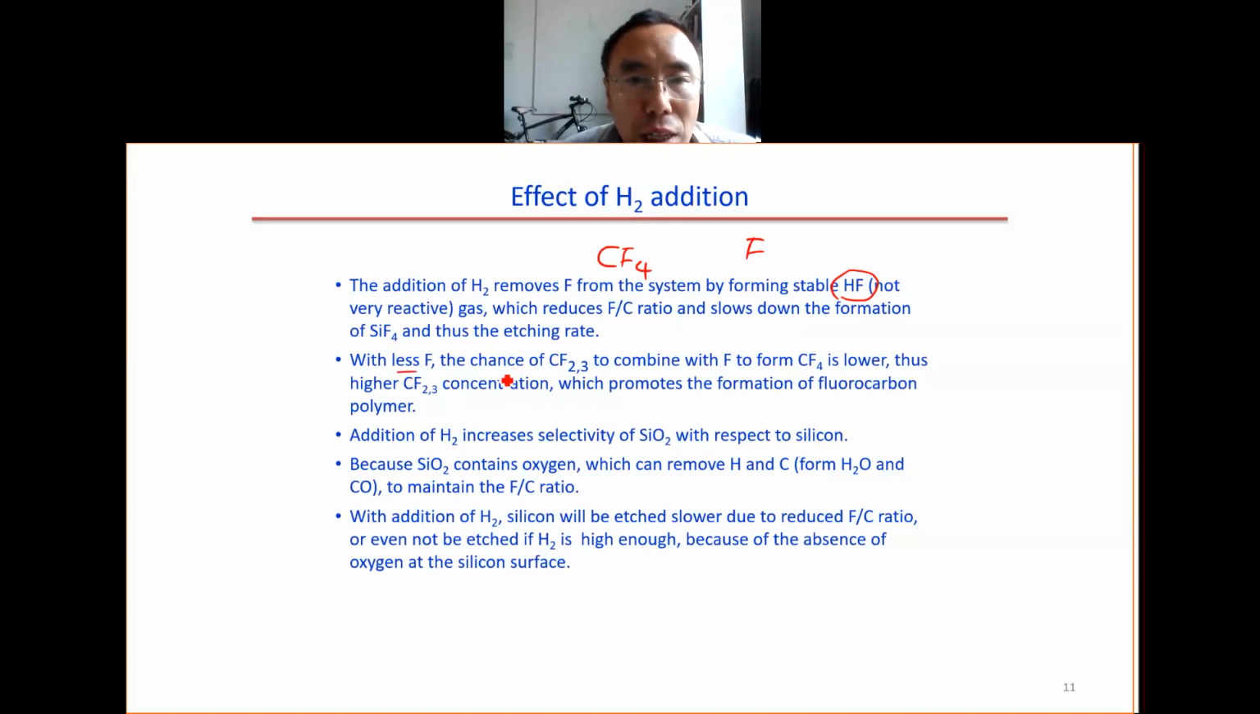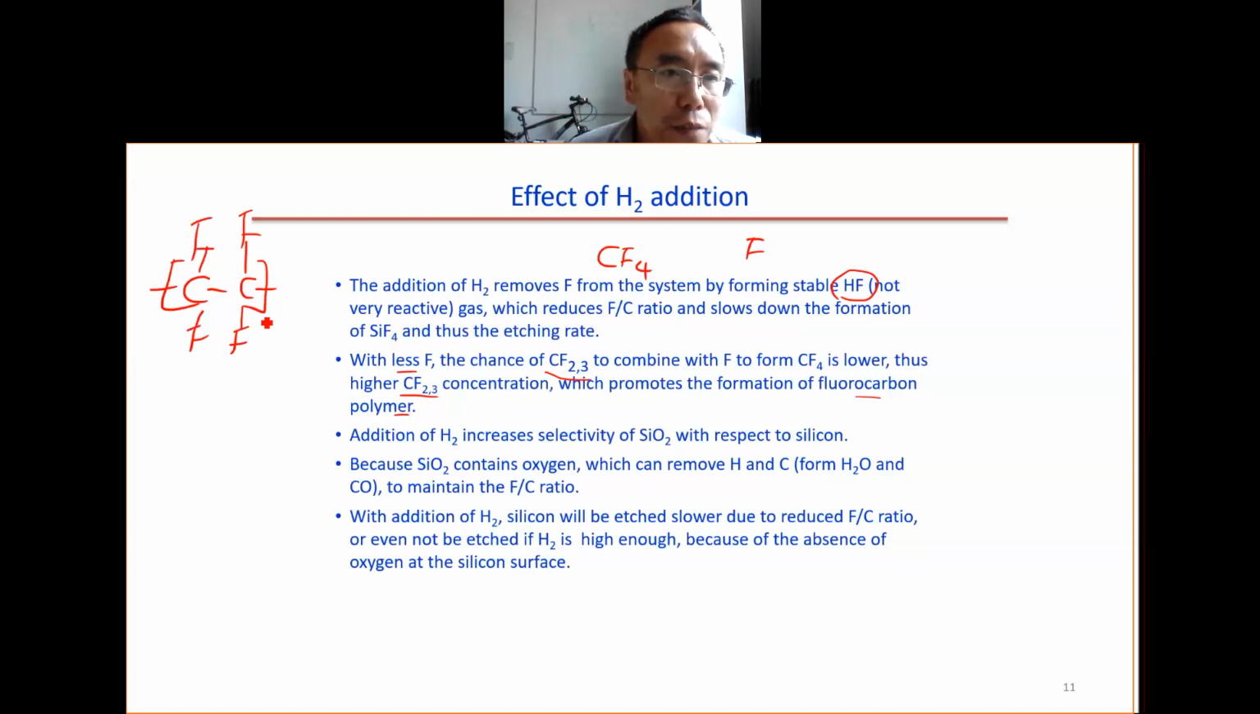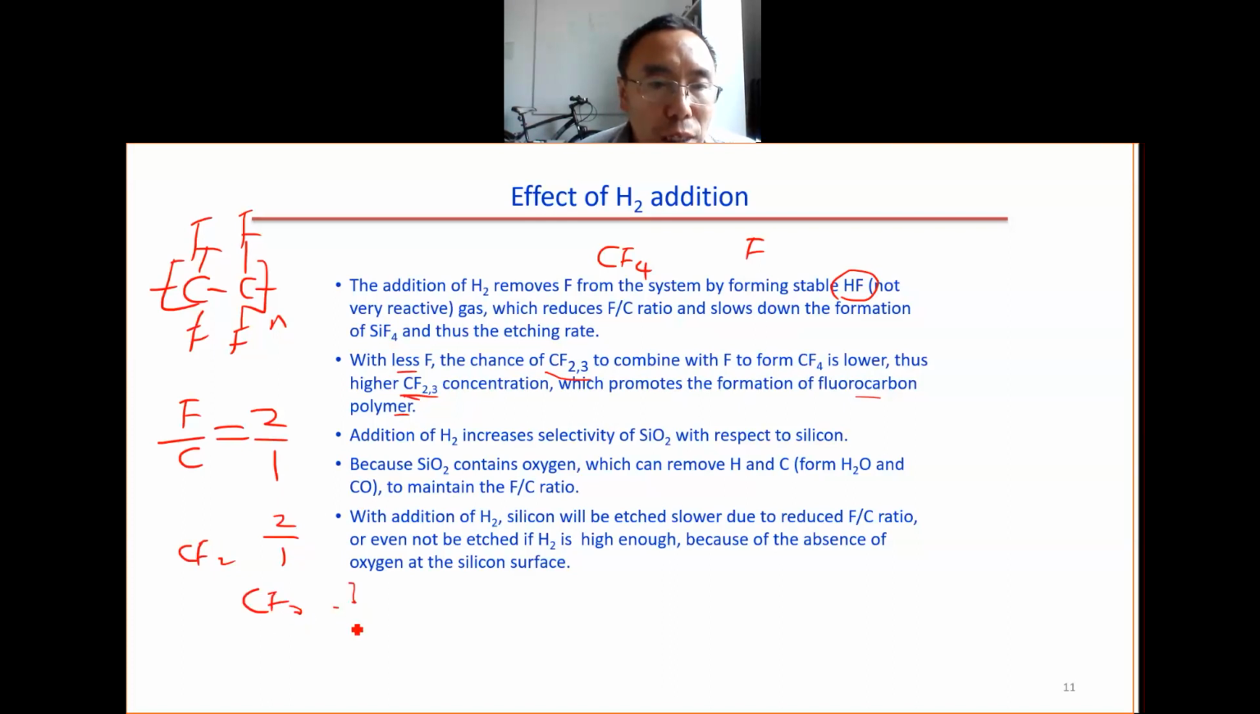So with less fluorine, the chance of the CF2 or CF3 combining with fluorine to form CF4 is lower. So there will be a higher concentration of CF2 or CF3. But this promotes the formation of fluorocarbon polymer. We know that for the fluorocarbon polymer, the fluorine over carbon ratio is 2/1. CF2 also has a ratio of 2/1. CF3 is 3/1. It's close. For those species, this will promote the formation of fluorocarbon polymer.